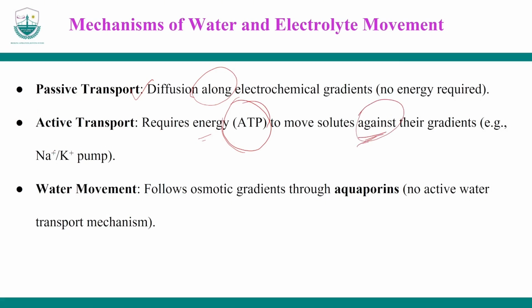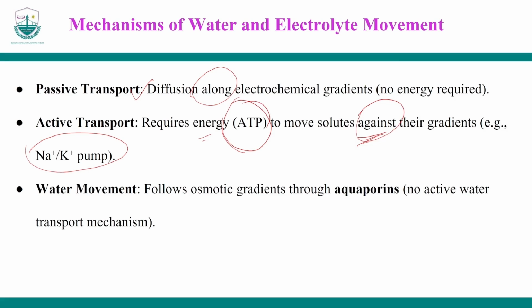So this is what happens with the sodium-potassium pump. You have potassium and sodium ions being moved across the cell membrane through what you call the sodium-potassium pump, and this uses ATP as the energy carrier. So we say it is an active process.